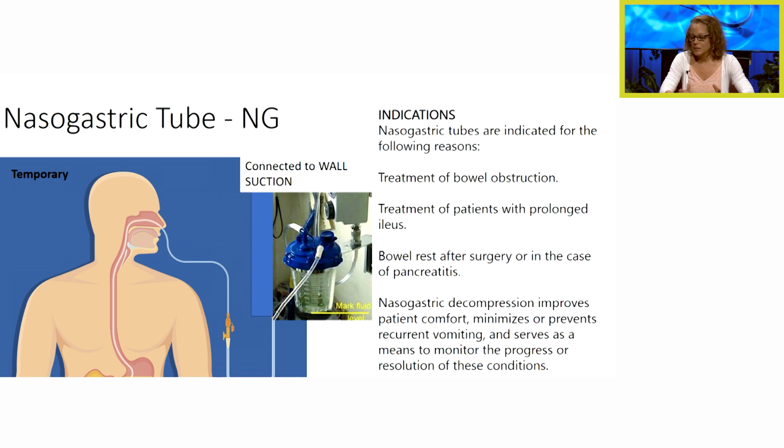The other time we might use an NG tube is for bowel rest after surgery, or in the case of pancreatitis. If a patient comes into the hospital with pancreatitis, they will often get an NG tube placed to rest the bowel. The nasogastric decompression improves the patient's comfort. It minimizes and prevents recurrent vomiting, and it serves as a means to monitor the progress or the resolution of any of these conditions. So that's what an NG tube is.